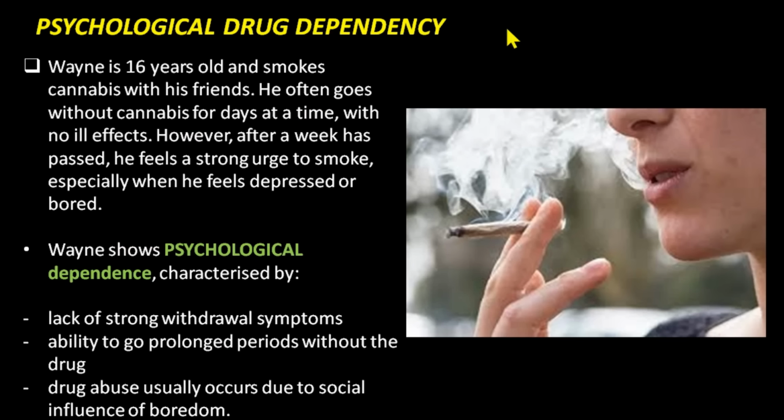So what is the difference between psychological and physiological drug dependency? Well, let's look at 2 case studies here. Wayne is 16 years old and smokes cannabis with his friends. He often goes without cannabis for days at a time with no ill effects. However, after a week has passed, he feels a strong urge to smoke, especially when he feels depressed or bored. So Wayne is showing psychological dependency, and this is usually characterized by lack of strong withdrawal symptoms, so he doesn't actually get any sickness when he stops. The ability to go prolonged periods without the drug, in this case he can go after like a whole week. And his drug abuse is usually influenced by social factors or by boredom.